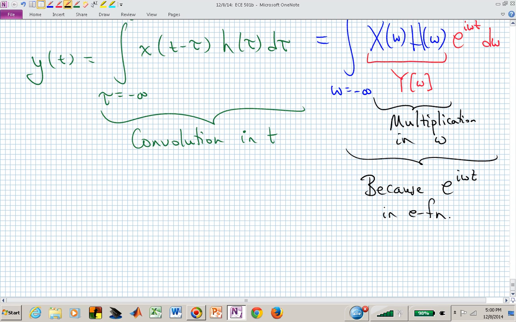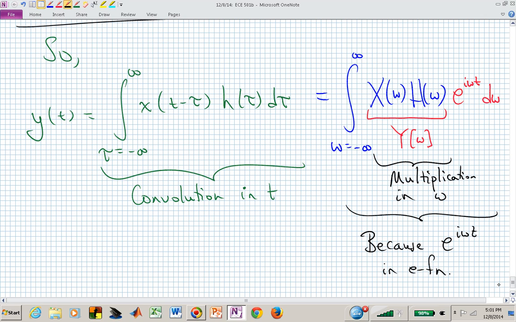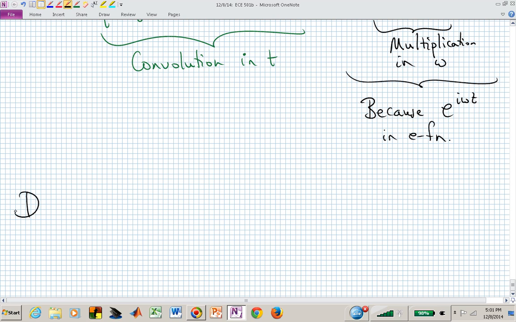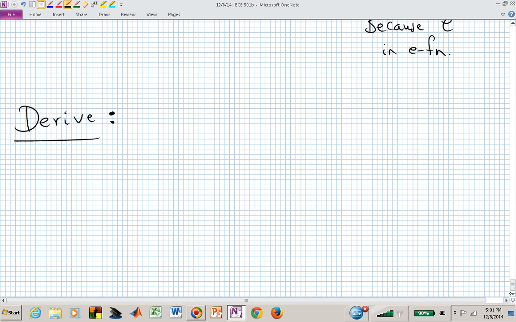So let's now see if we can actually show that this relationship is in fact true. Can we show from how we've defined the X of omega and H of omega, and in terms of little x and little h, that the relationship that we've learned, that convolution in the time domain is consistent with multiplication in the frequency domain? Let's now see how that can come about from what we now know.